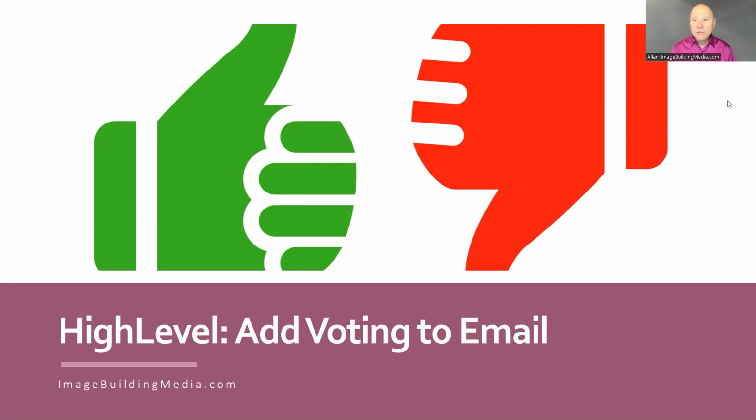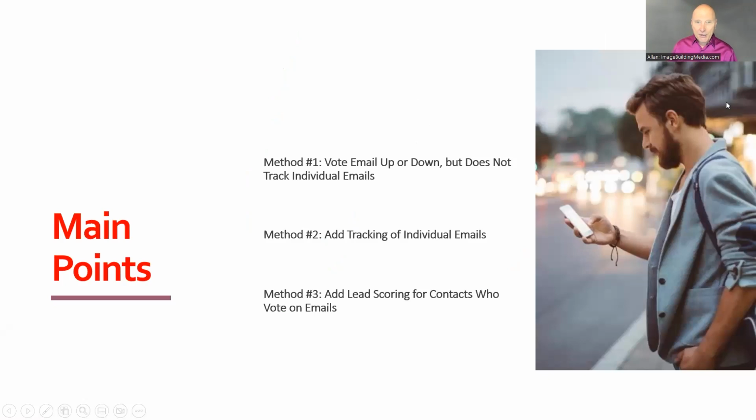So let me just show you very quickly an overview of what we're going to cover. 3 methods. Method number 1. This is the basic setup to vote on emails, up or down, yes or no, thumbs up, thumbs down. We'll show you both methods. But this doesn't include individual email tracking. Method number 2. Now we're going to talk about tracking individual emails.